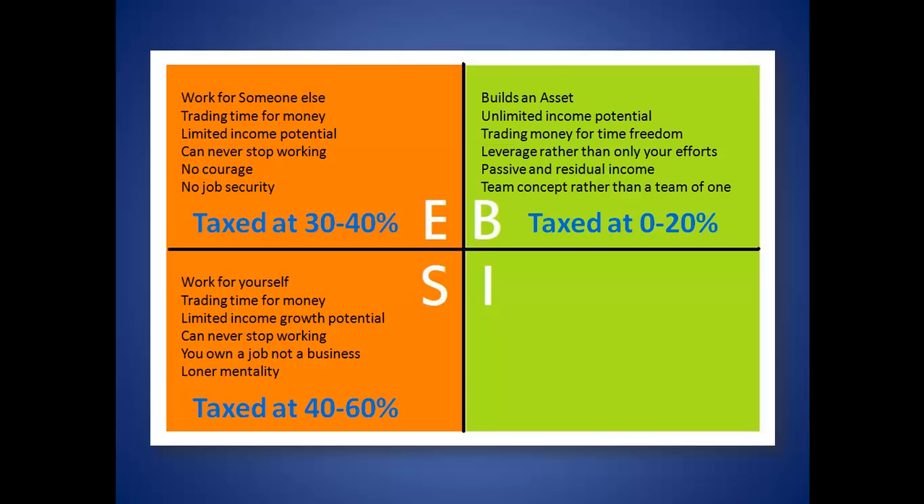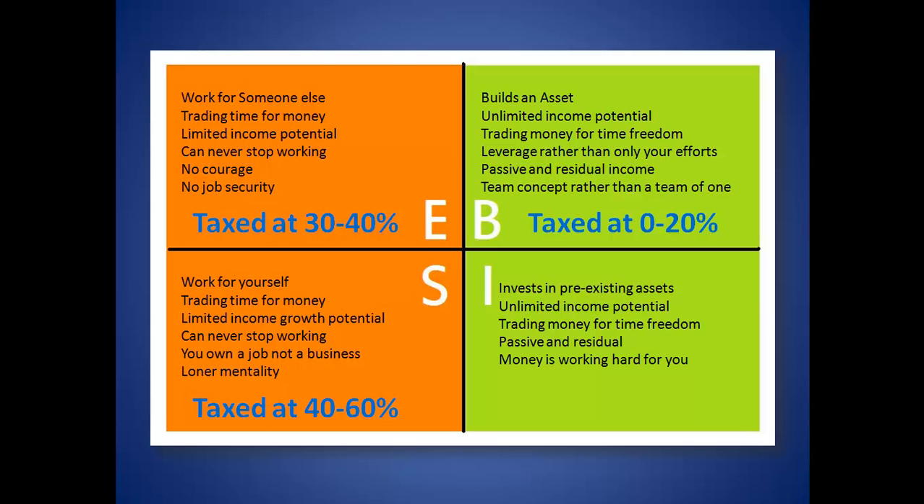So businesses, if you're in that quadrant, even as a home-based business owner, you're going to pay on average from 0% to maybe a maximum of 20% as a business owner. So a huge difference, right? You're now talking about a passive residual income, unlimited income potential because you're leveraging the efforts of many, and yet you're paying a lot less taxes than you would be as an E or as an S. Okay. Lastly, the I's, or the investor.